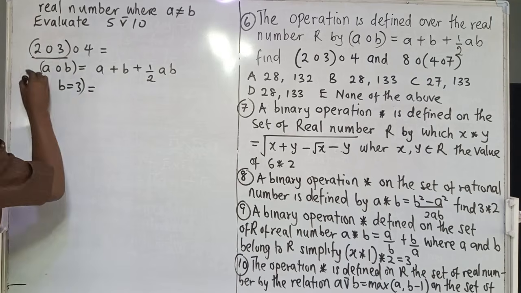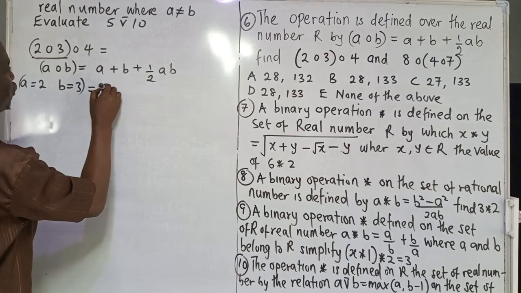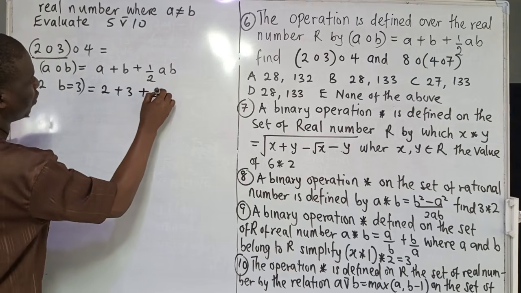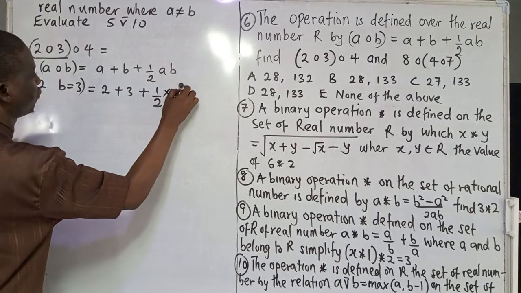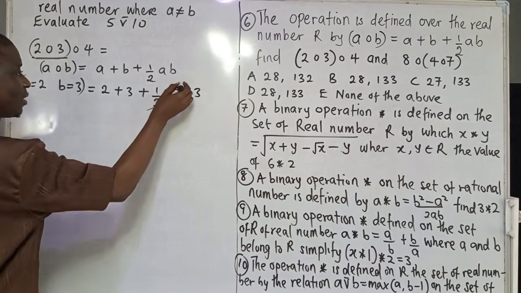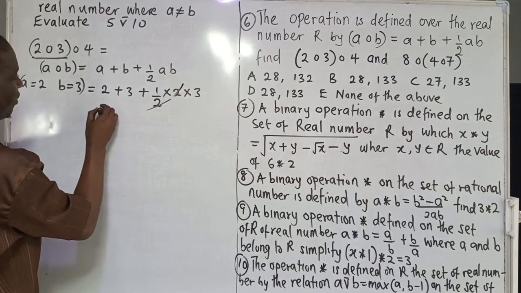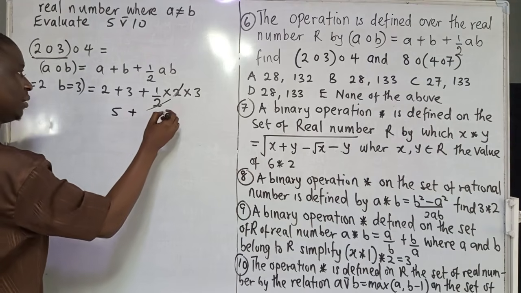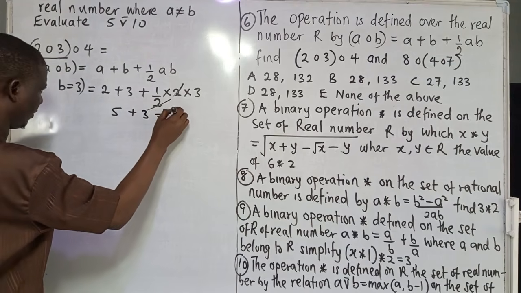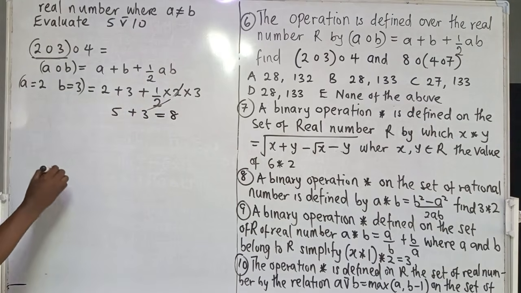So what I want to have now is, A is 2 plus what? 3 plus 1 over 2 times 2 times 3. This one will cancel this one. So what do we have now? We have 5 plus what? 3. That will give us 8. Now, that's not the final answer.